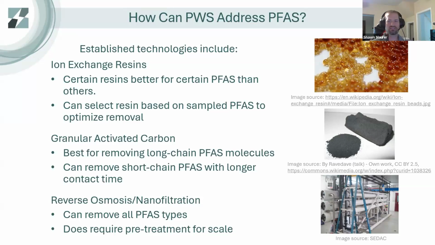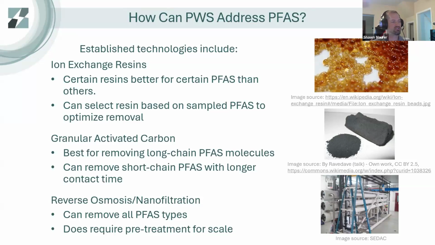Granular activated carbon is probably the most prevalent treatment methodology for PFAS removal. It's really great for removing long chain PFAS like the PFOAs and PFAS. But the short chain stuff, you need a longer contact time or a larger containment vessel, so that the water is in contact with that activated carbon longer to remove shorter chain PFAS. It's a little bit more difficult.